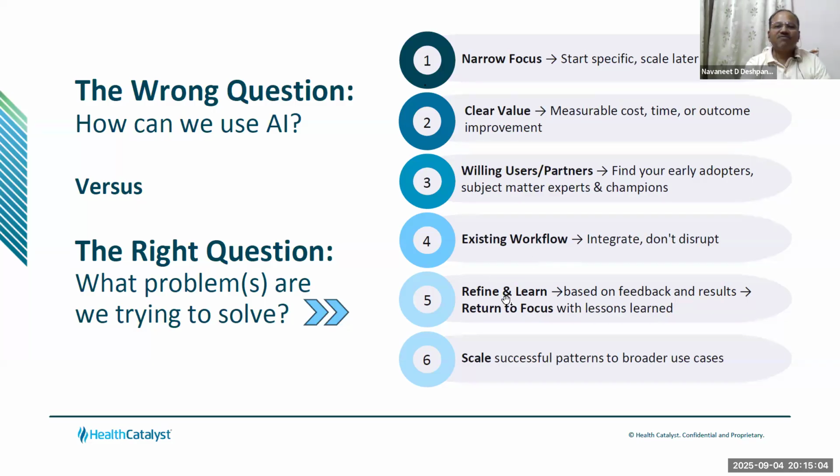Then comes refine and learn. Based upon the feedback received and the results, they have to refine the focus with the lessons learned. And the lessons learned have to become a top priority of policy making in the organization. From the policy, they have to establish the procedure. From the procedure, they have to establish the practices. From the practices, they have to ensure the processes. All this will become scalable successful patterns. Once this happens, you can scale successful patterns to broader use cases. Once it is established that something is successful, then the same thing has to be adopted elsewhere.